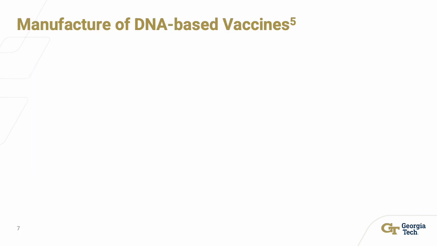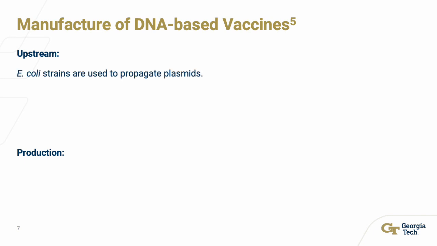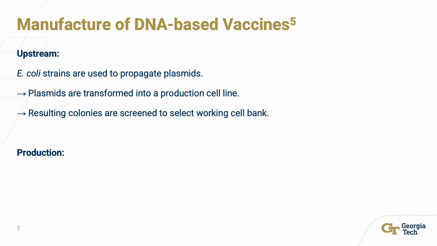On this slide, we will be going over the upstream process and the production process. First, the plasmids are propagated with E. coli strains. Then, the plasmids are transformed into production cell lines, from which the resulting colonies are then screened to select a master cell bank, from which a working cell bank is selected.